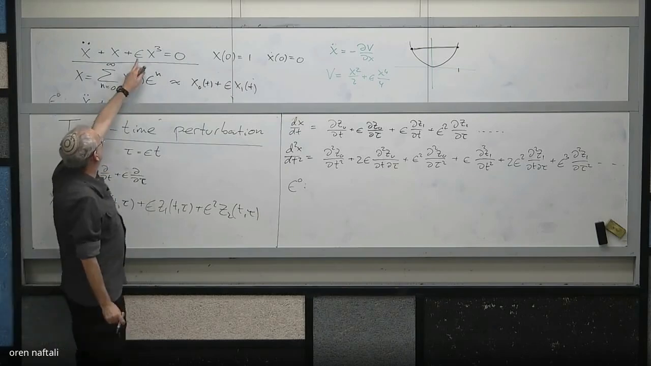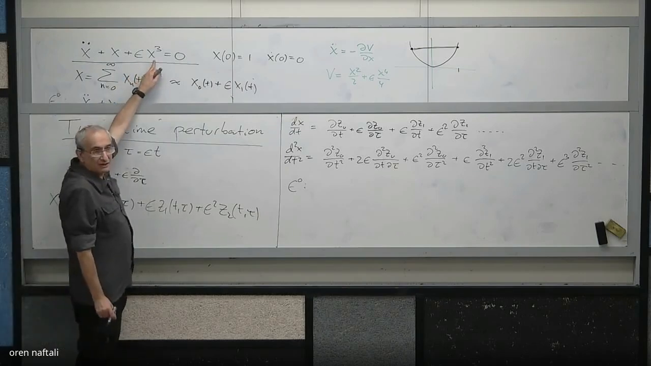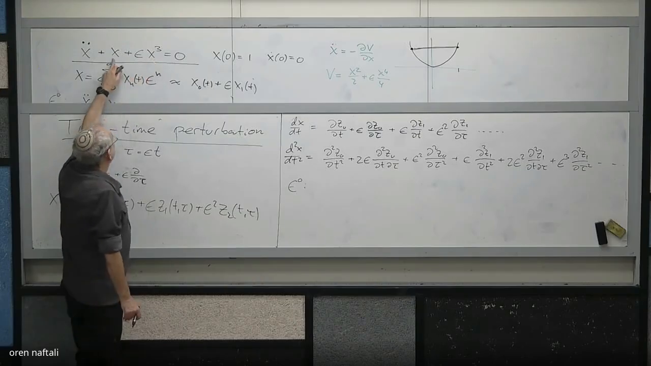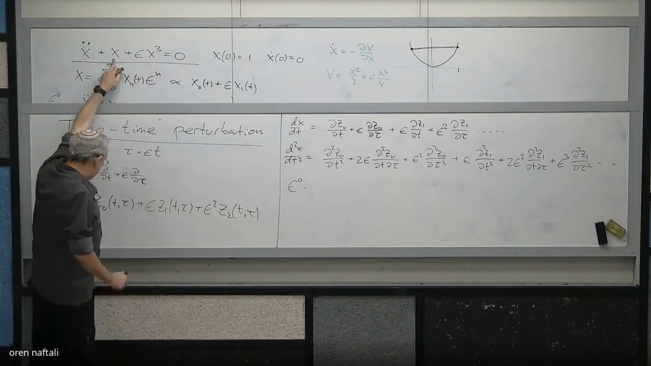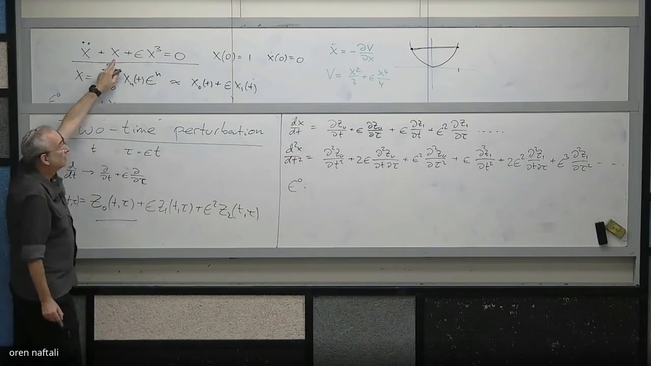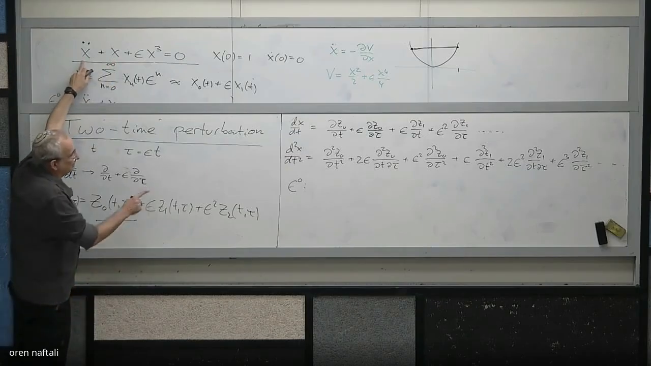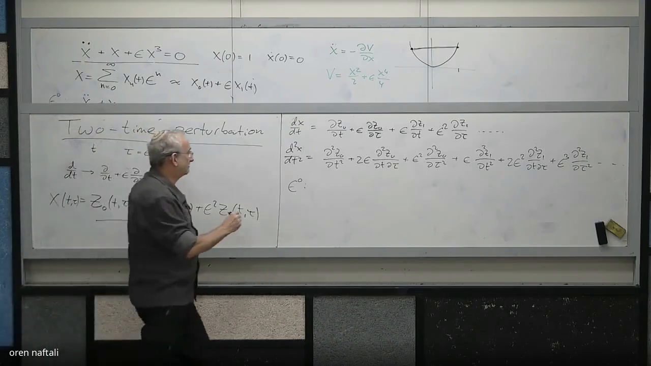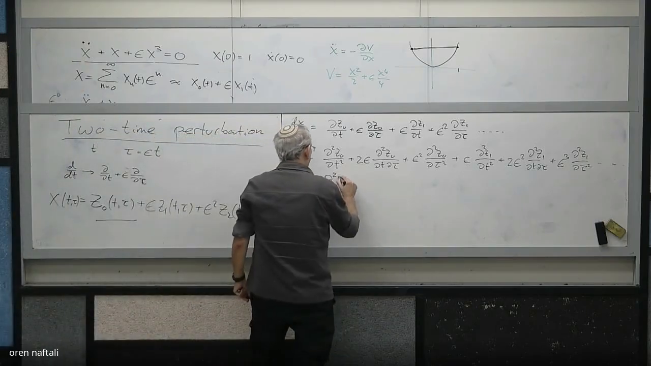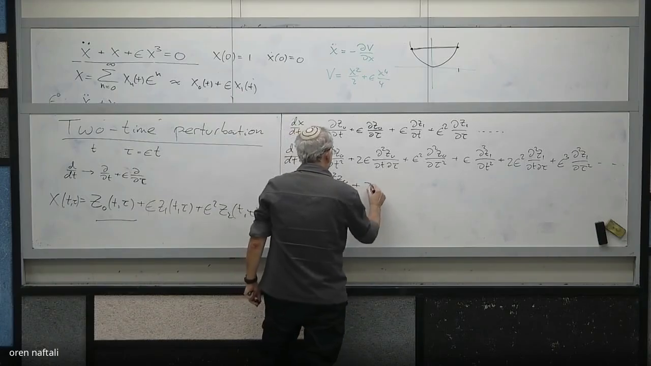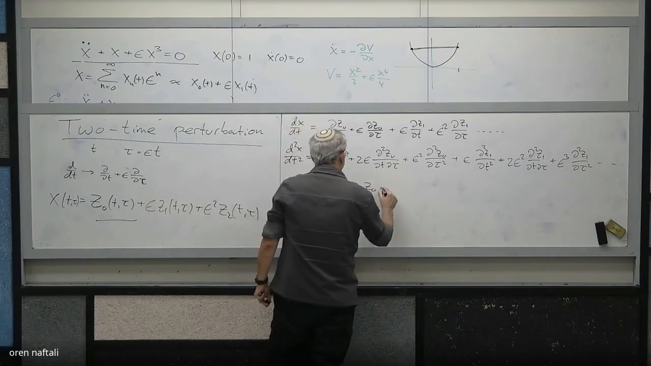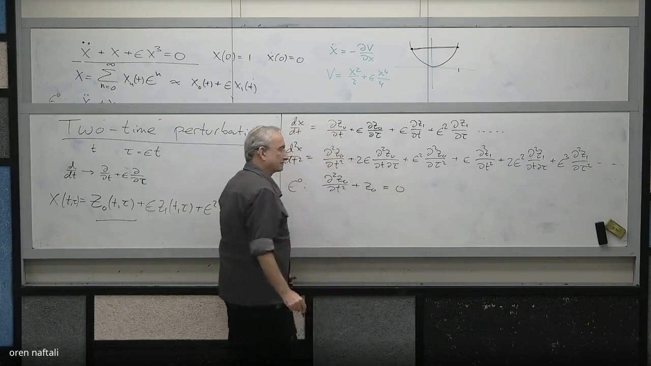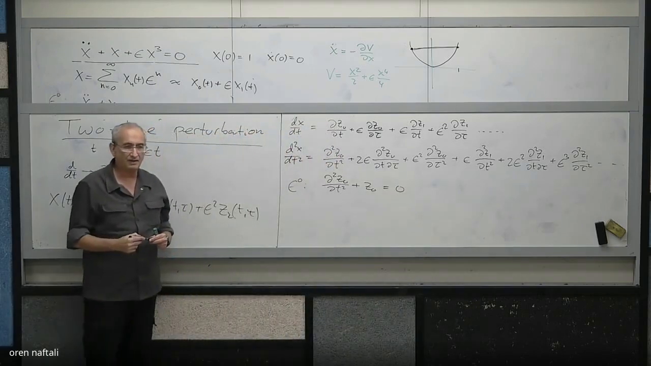First of all, this term will contribute nothing because it has an epsilon in front of it, so it's epsilon to the power of 1. This term will give me only that number. And this term will give me only the first in all this series. So I will get ∂²z0/∂t² plus z0 equals 0. This will be the solution.